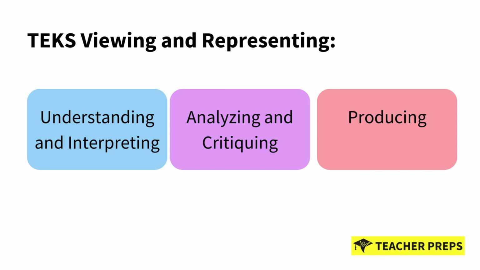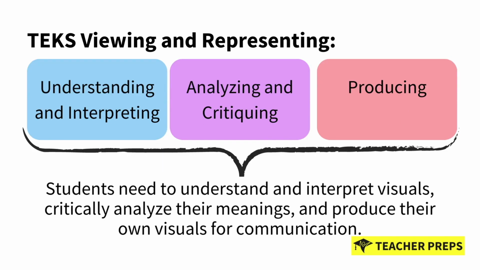And then third, producing, which from the perspective of text for viewing and representing focuses on students' ability to create visual representations to communicate with a broader audience. Now, if we put all of these together, we can see that this means for the viewing and representing text, students need to understand and interpret visuals, critically analyze their meanings, and produce their own visuals for communication. Excellent. Now that we have a firm overview of the TExES Essential Knowledge and Skills for viewing and representing, let's dig a little bit deeper and identify the grade level expectations.